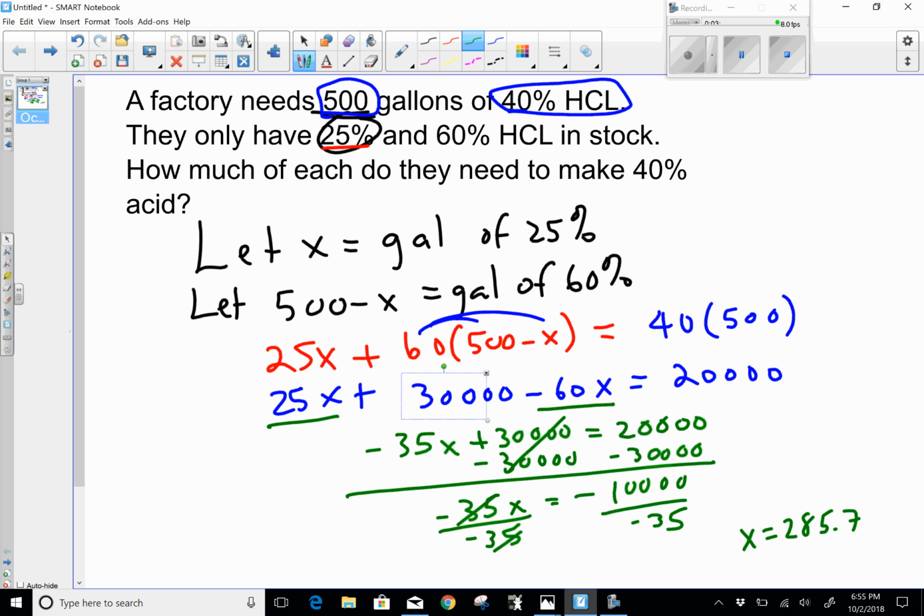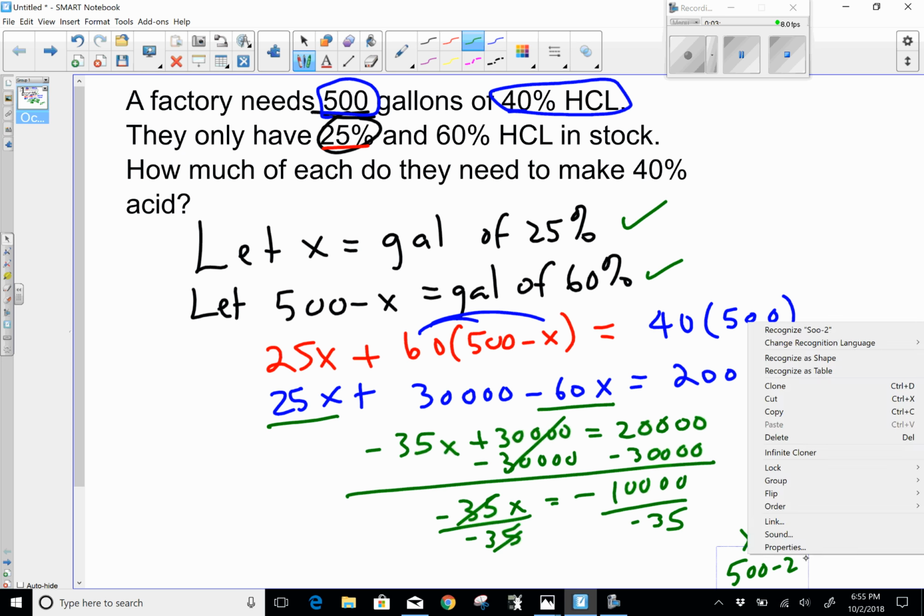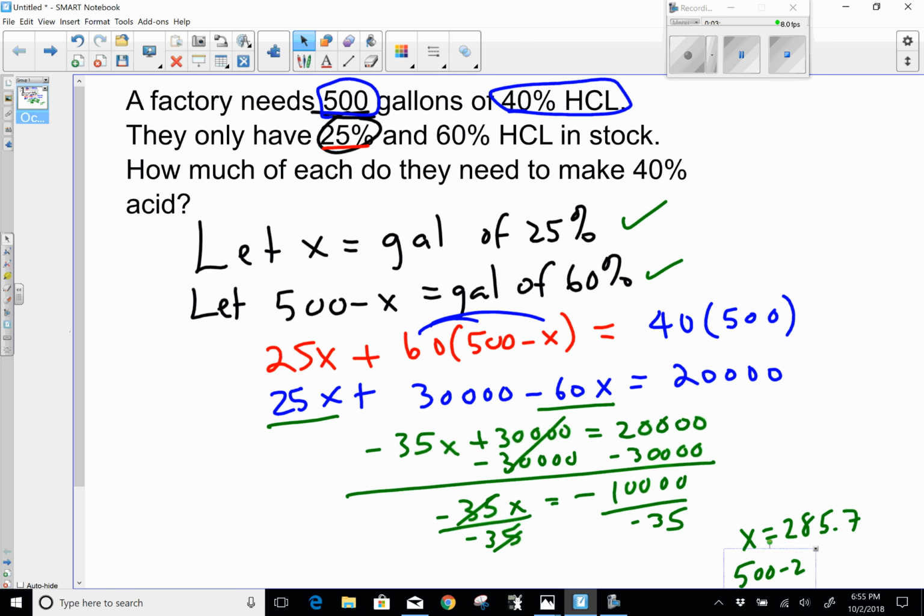It says how much of each do they need, right? So we found the x, we did this part. That's 285.7. And then we want to find the gallons of 60%. That's going to be 500 minus 285.7, and when you do that, you're going to get 214.3.